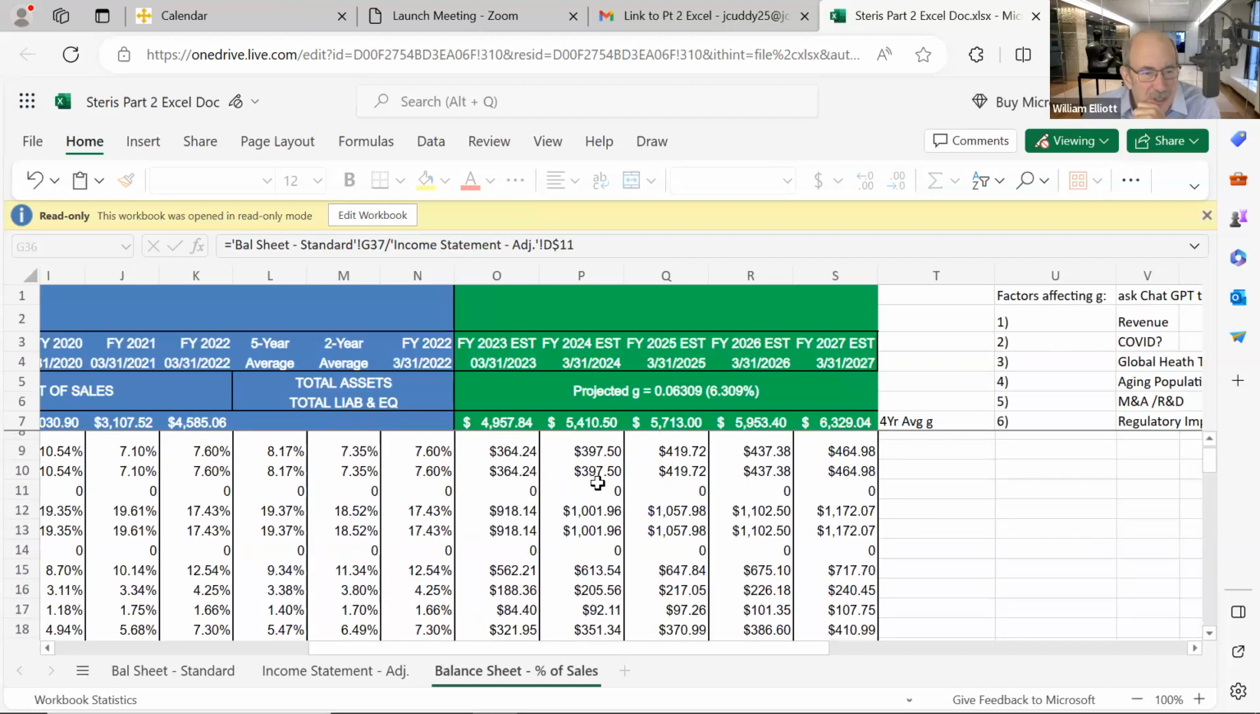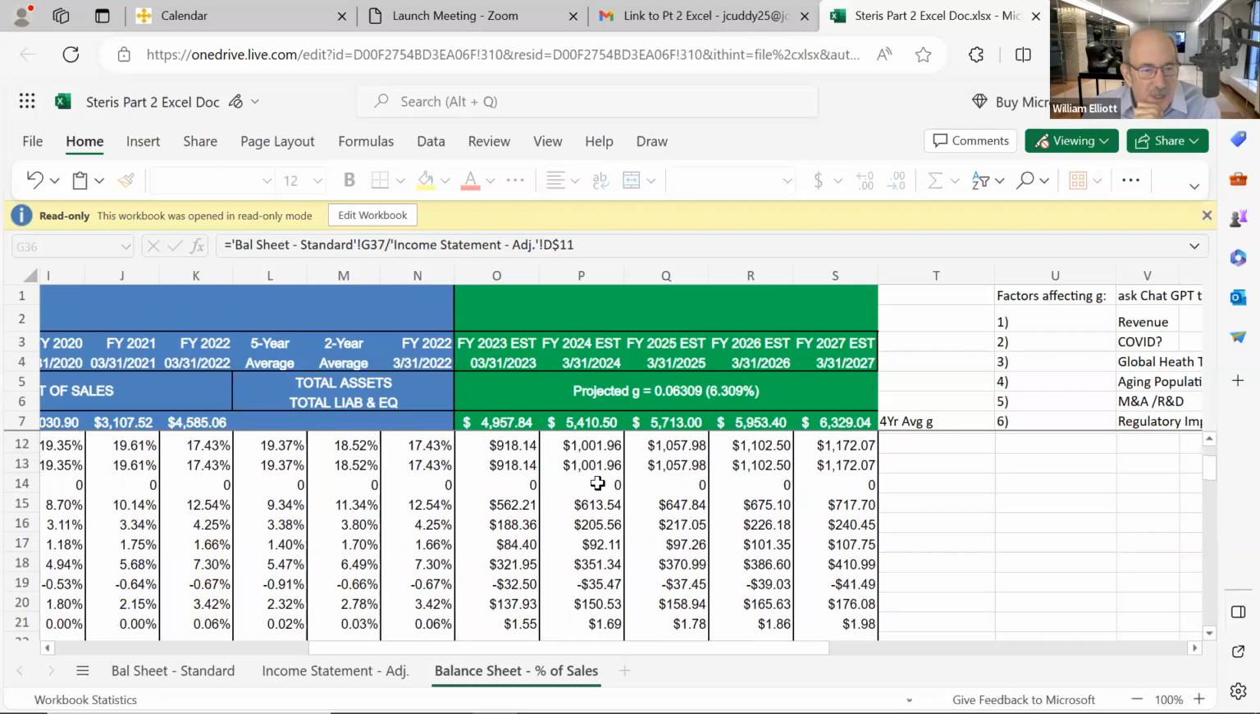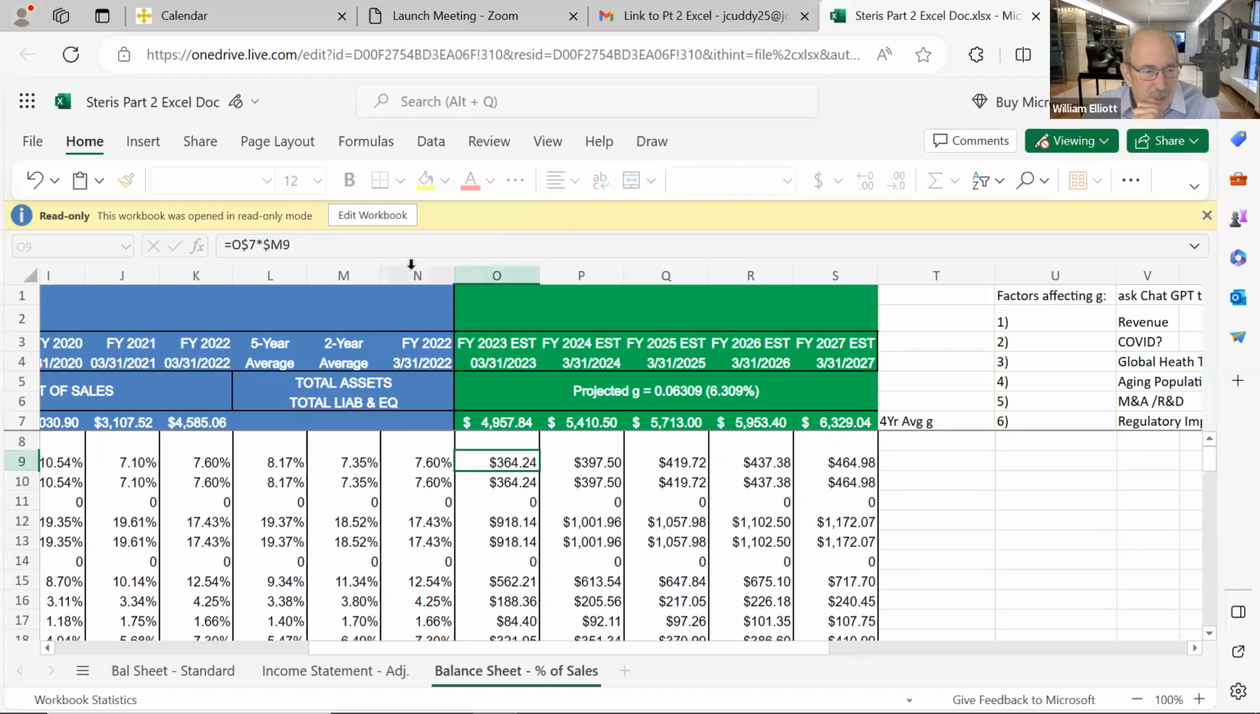Let me have a peek at one of those cell formulas, say for 2023. Just O7 and M9. Let's see, O7. Sorry, it won't let me click in there. Oh, O7 is your projected revenue. Okay, good. And M9 is your, okay, that's the 2-year average. All right.